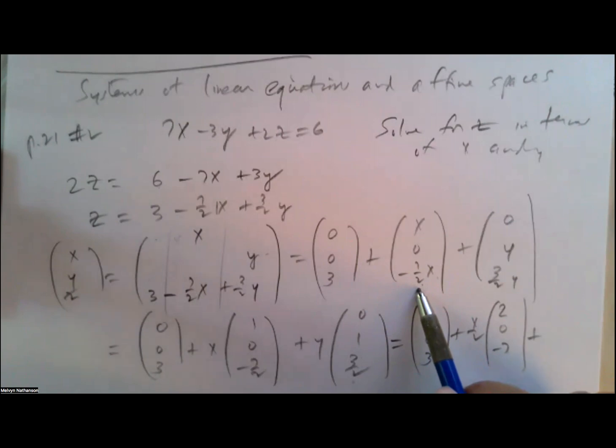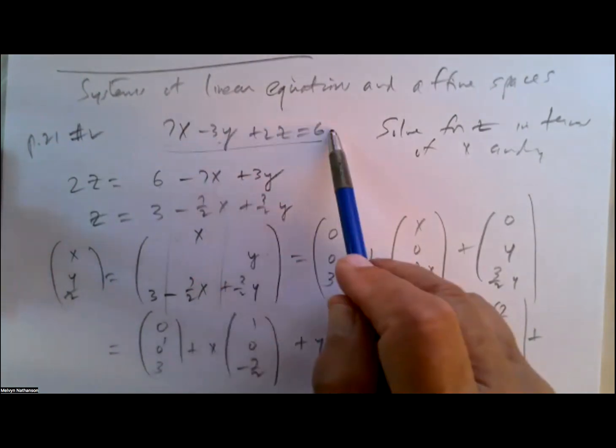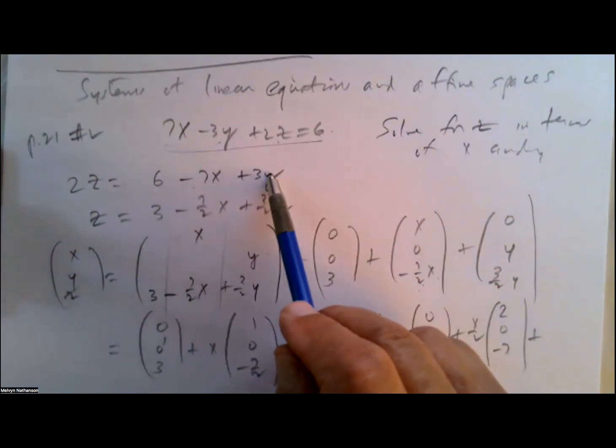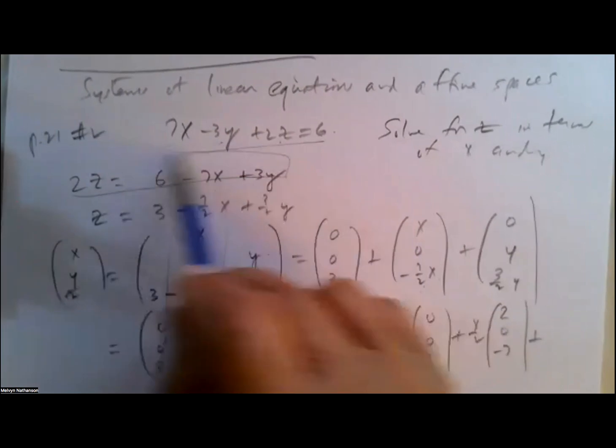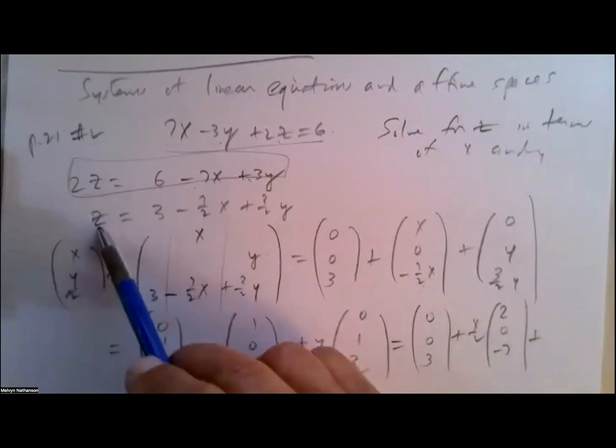I have a question. Yeah, go ahead. I want to understand where it says z equals 3 minus 7 over 2 x. How did you get that? So I have this equation. If I bring 7x minus 3y to the other side, I get 2z is 6 minus 7x plus 3y. Do you see where this comes from? Yes. And then I divide by 2. Oh, okay.